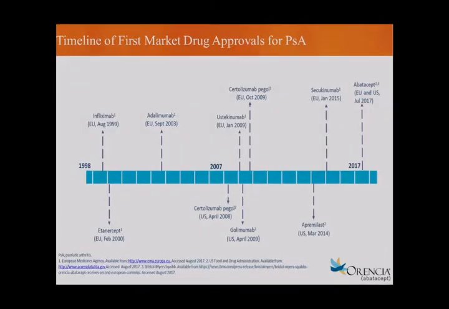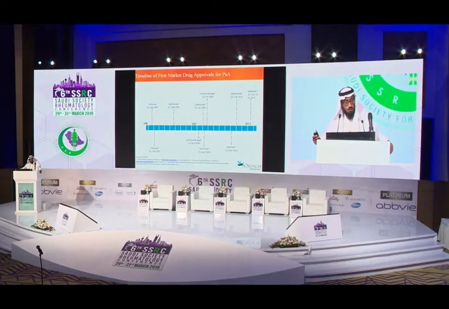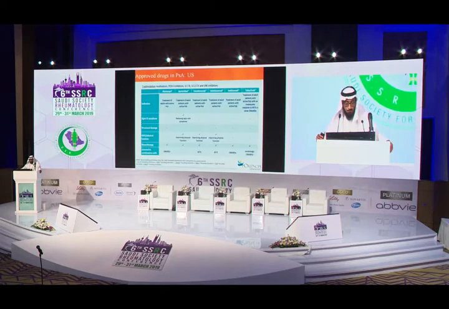The first biologic approved in treating patients with psoriatic arthritis was infliximab in 1999, followed by other TNF inhibitors. In 2009, ustekinumab, the interleukin 12-23 inhibitor, was approved in treating patients with psoriatic arthritis. Apremilast, a phosphodiesterase inhibitor, was approved in 2014. Secukinumab was approved in 2015, and more recently, abatacept in 2017.